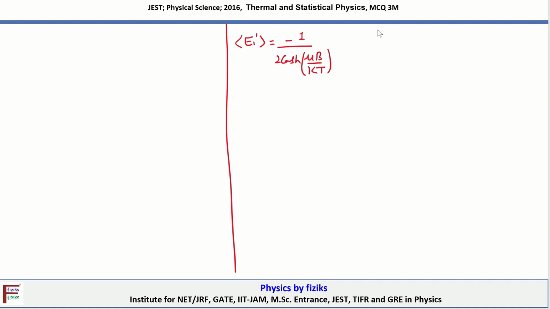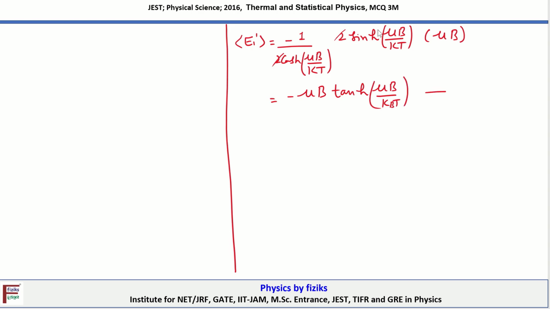And then again its differential, that is 2 sinh of mu B by kT, and then again the differential of mu B by kT with respect to beta will give us mu multiplied by the magnetic field B. So the average energy comes out to be equal to, we have a negative sign here, minus mu B, and then 2 will cancel with 2, it's sine over cos, so that is tanh of mu B upon kT. Let's call this equation 3. So this is the average energy per spin.